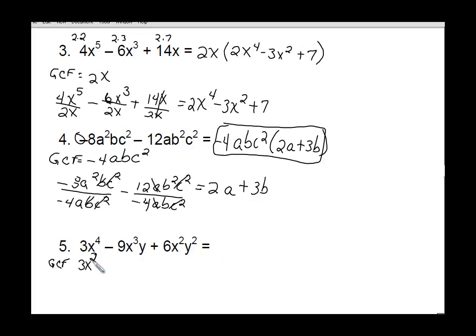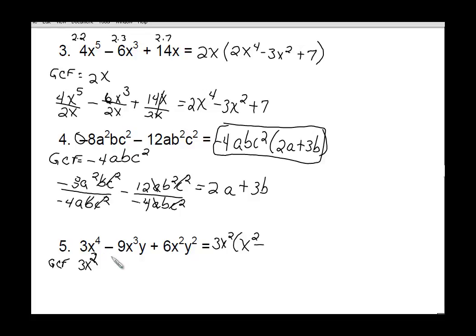So let's just try to do this in our head. 3x to the 4th over 3x squared. 3 over 3 is 1. First we're going to put our greatest common factor in front. 3 over 3 is 1. X to the 4th over x squared is x squared.